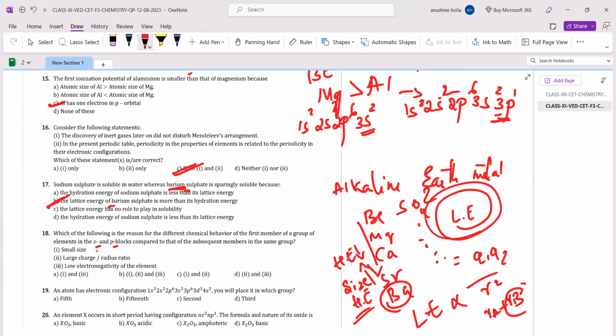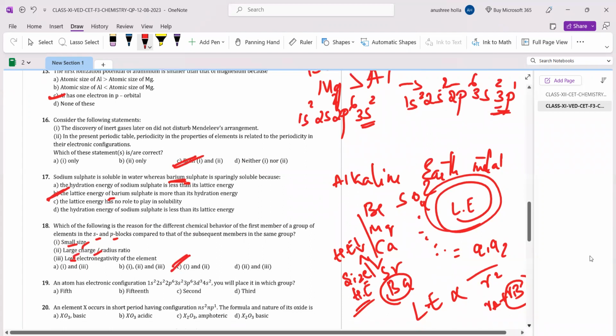And we know that the reason for the anomalous properties is small size, large charge to radius ratio, and also high electronegativity. But in this question, they have given low electronegativity. This should not be the option. So 1 and 2 is correct. That could be the reason, but 3 is not the reason. So we can take option C as our answer, right? 1 and 2.